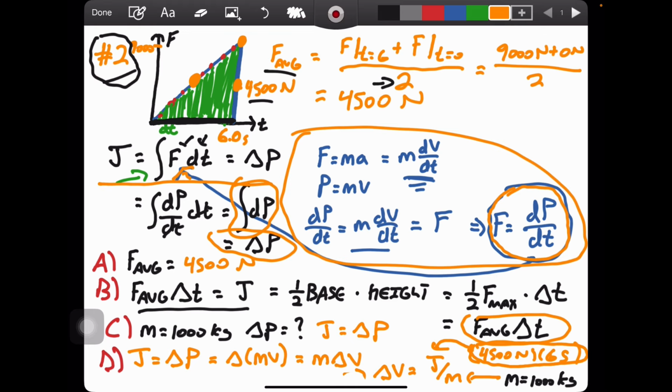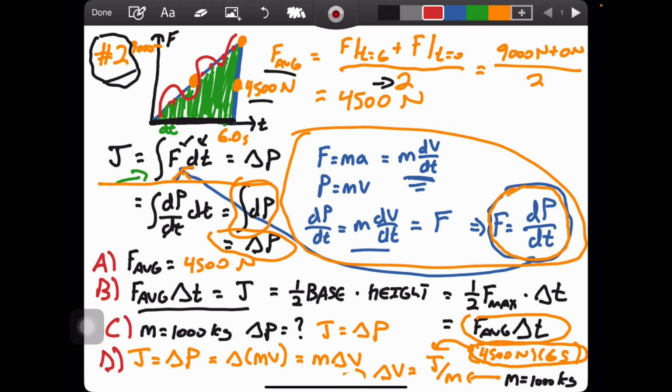But because the relationship between force and time is a straight line, we can say that there's an average force being applied, which is the sum of the force at 6 seconds plus the force at 0 seconds divided by 2. We can't do that if the force was some function of time that wasn't a straight line. Like imagine that the force looked something like that. Then we can't just say that it's the average force multiplied by the time duration.